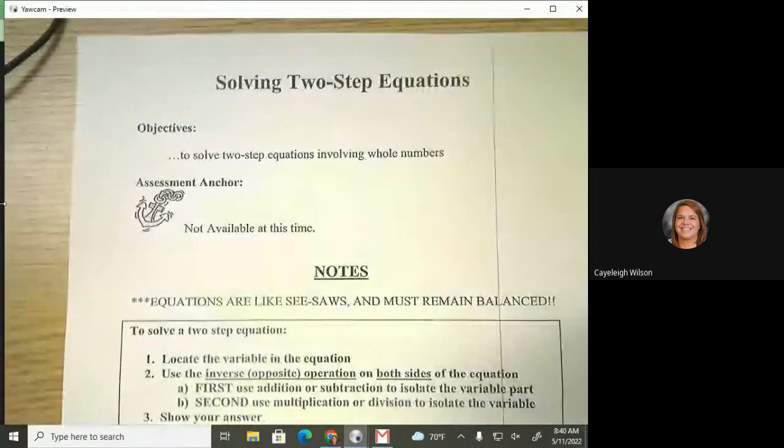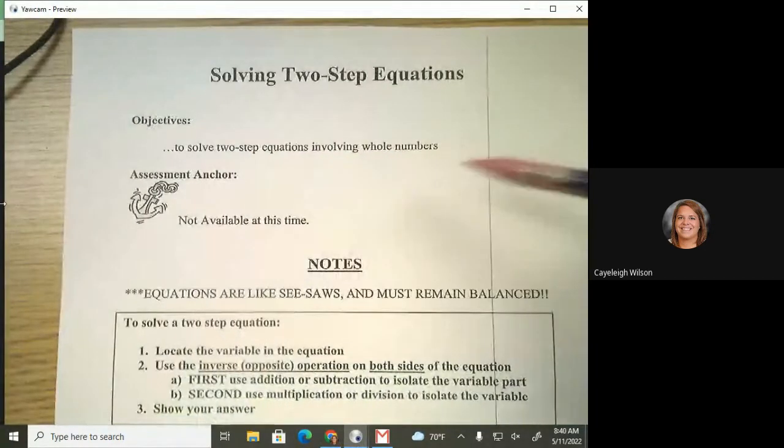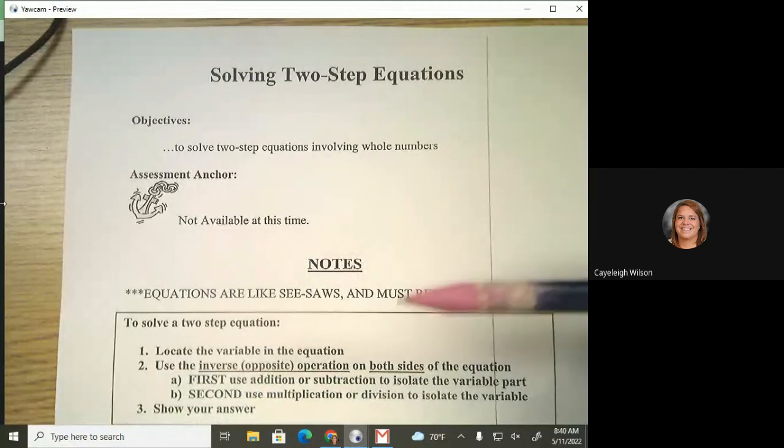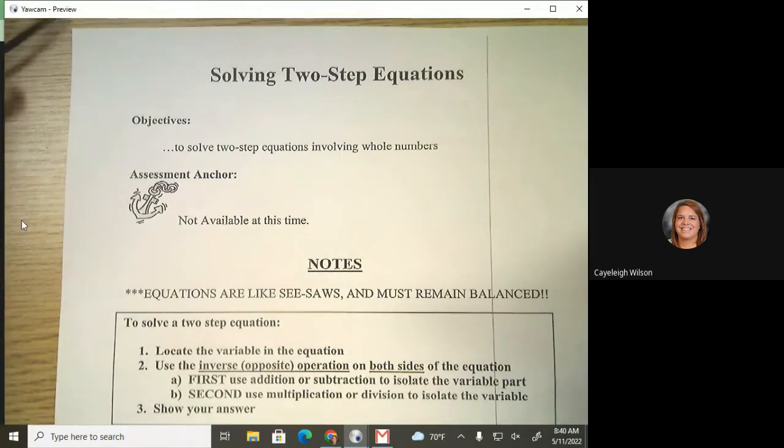All right, you all. So you all should have the notes paper passed out. You should have this at your desk with a pencil. This is a skill that I've already taught to you all. This is solving two-step equations.